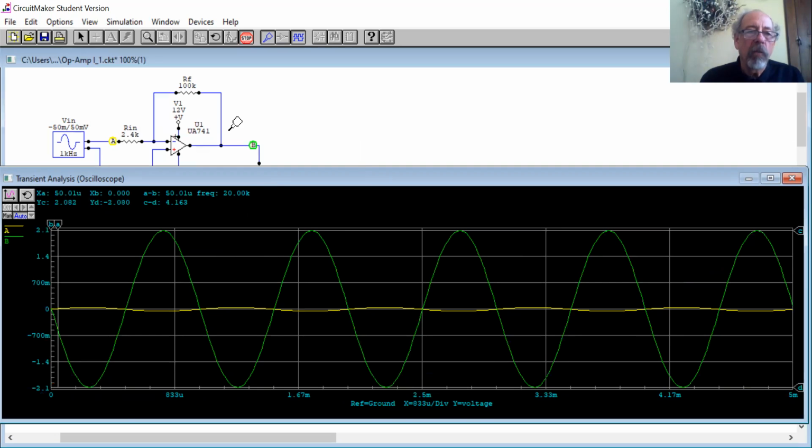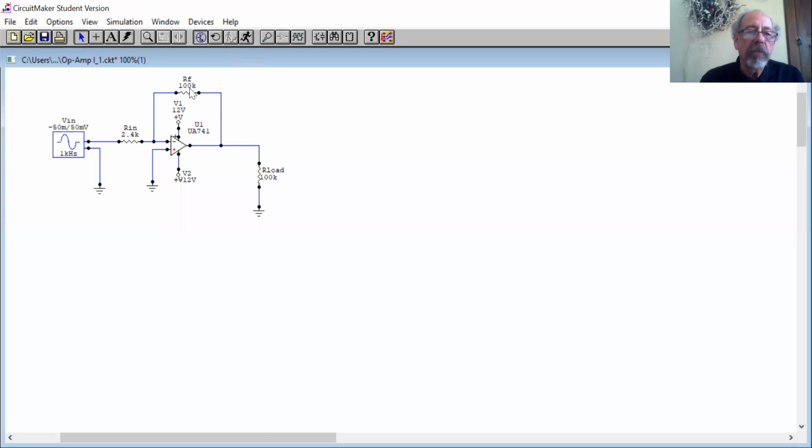By the way, we have 100K ohm feedback and 2.4K input. The gain for an inverting amplifier is simply RF over RIn. If RIn was 2.5K, the gain would be exactly 40. Since RIn is 2.4K, the gain is a little bit more than 40. So you can do the calculation to figure out exactly what the story is.